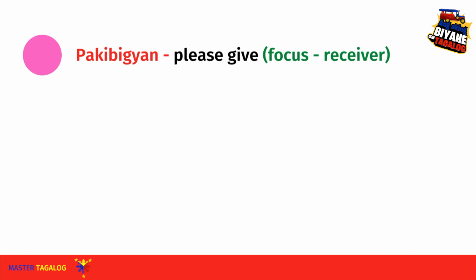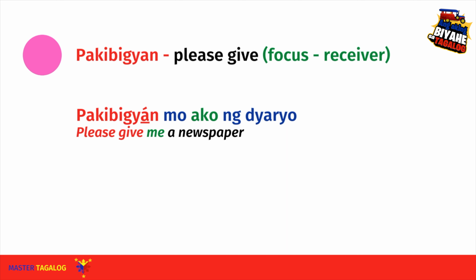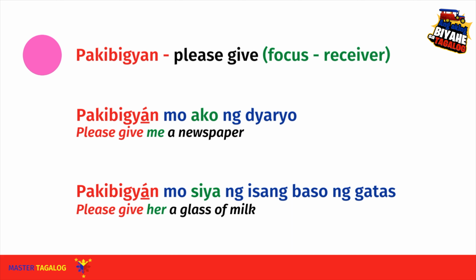And finally, let's try another form, specifically requests. Pakibigyan, please give. Focus, receiver. Pakibigyan mo ako ng dyaryo. Please give me a newspaper. Pakibigyan mo siya ng isang baso ng gatas. Please give her a glass of milk.